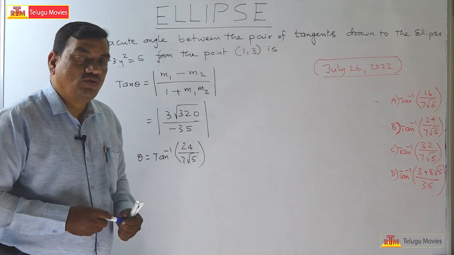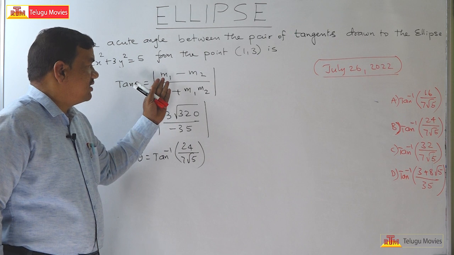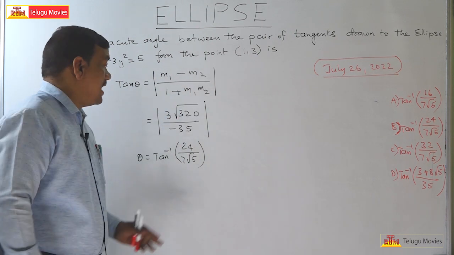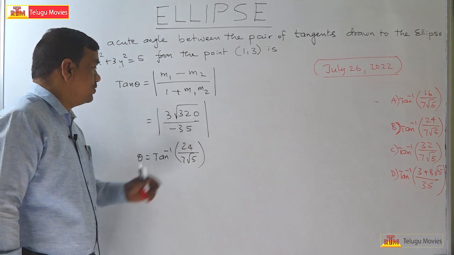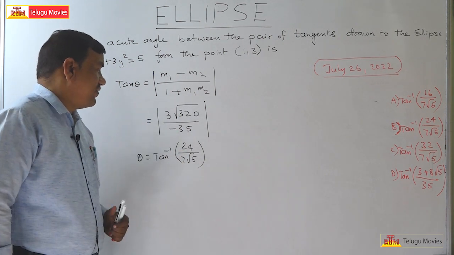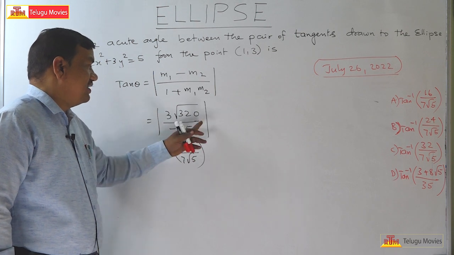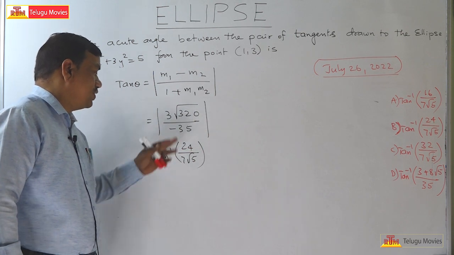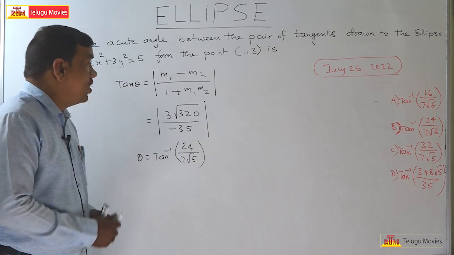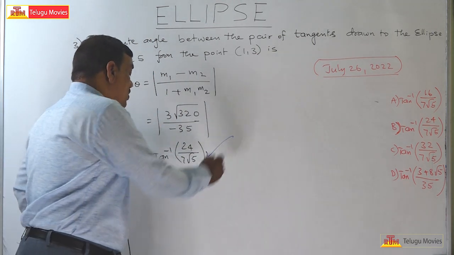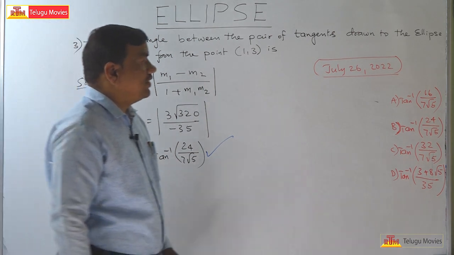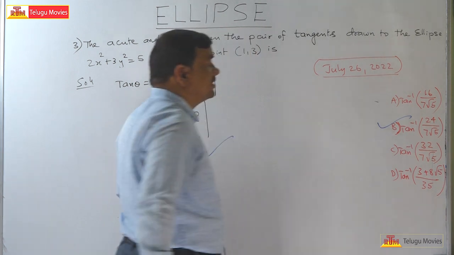Welcome back to the calculation. So after substituting the m1 minus m2 and m1 m2 values, we got 3 times root of 320 upon minus 35. And after simplifying this, that means multiplying with 320 on the numerator and denominator, and since a modulus is there, minus will go. Ultimately, we got tan inverse of 24 by 7 root 5. So therefore, option B is the correct answer.